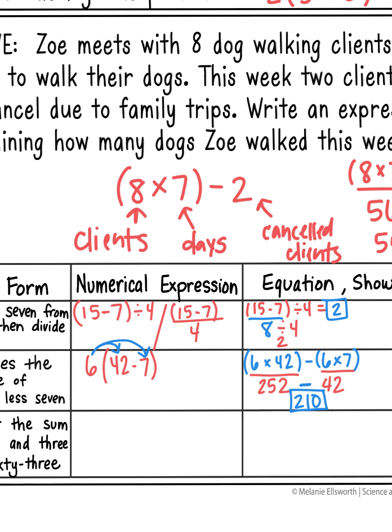The next one says subtract the sum of 20 and 3 from 63. So what does the sum of 20 and 3 look like as an expression? If I need to find the sum of 20 and 3, that's 20 plus 3. But then it says subtract it from 63. So where does minus 63 go? Am I in the front? Because I'm taking it from 63, so I'm doing 63 minus the sum of 20 and 3.